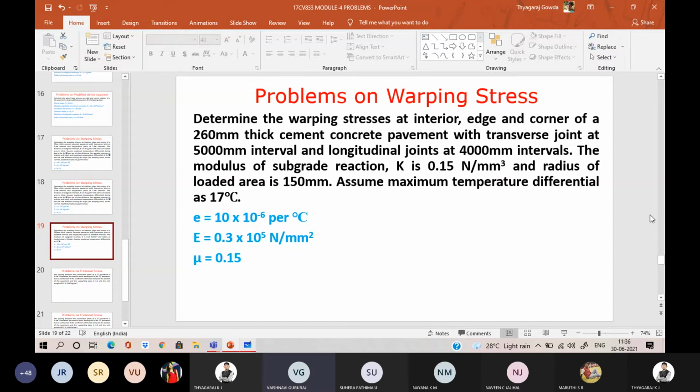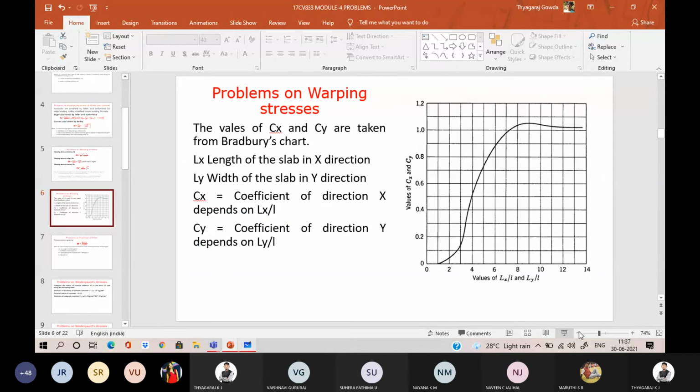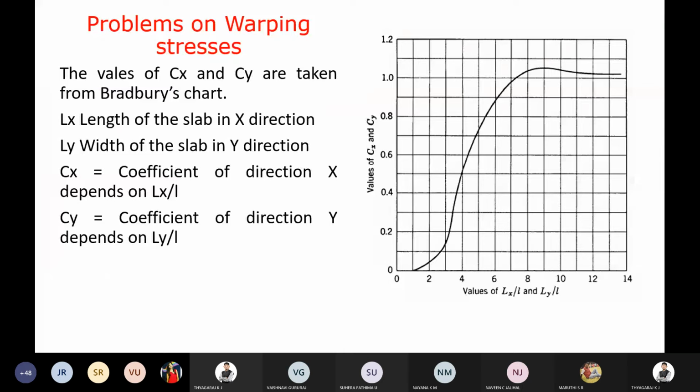Sir, can you show the chart? Okay. Tell me, what is the Lx by L ratio and Ly by L ratio? 6.75 and 5.4. 6.75. This is 7. 6.75.